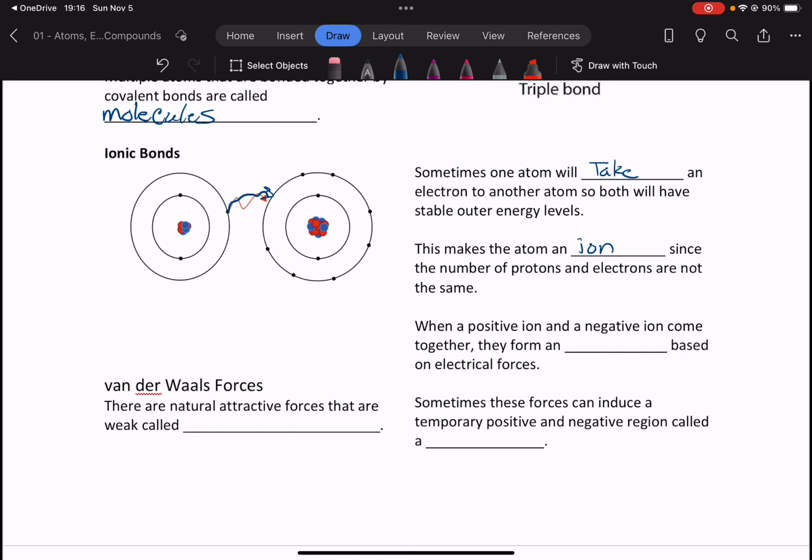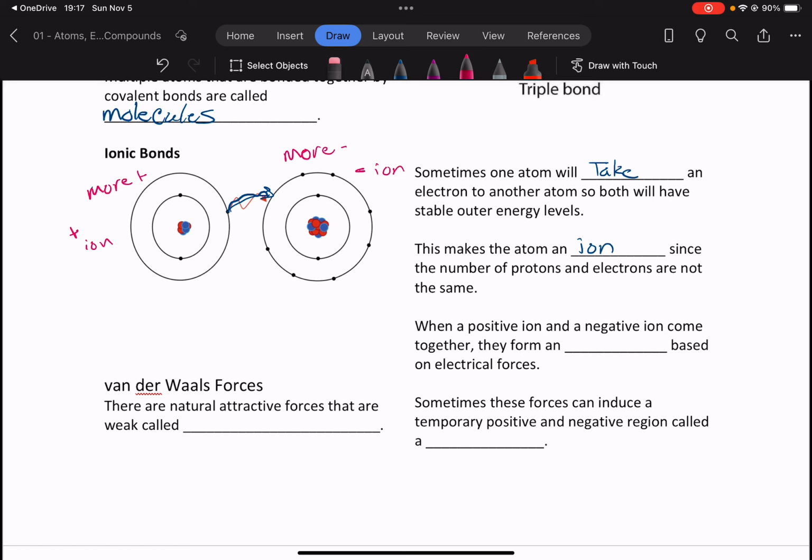So this one, we lose one electron. Since it loses an electron, I have more positives, so this is a positive ion. This one has more negative because we got an extra electron. So we got one more electron here, and this one has one less. This one is a negative ion.